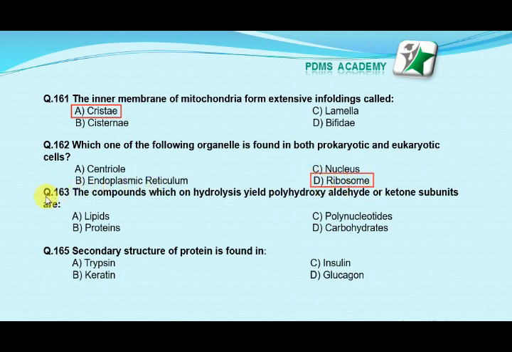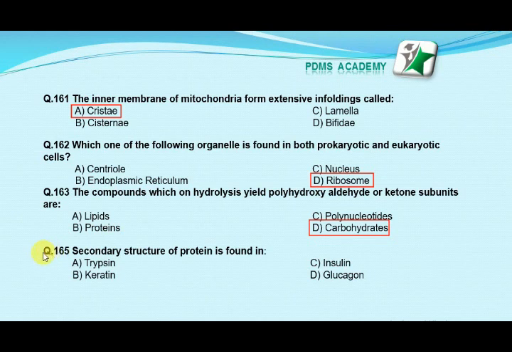Our next MCQ is: the compounds which on hydrolysis yield polyhydroxy aldehyde or ketone subunits. Option A, lipids; option B, proteins; option C, polynucleotides; option D, carbohydrates. Our correct answer is D, carbohydrates.